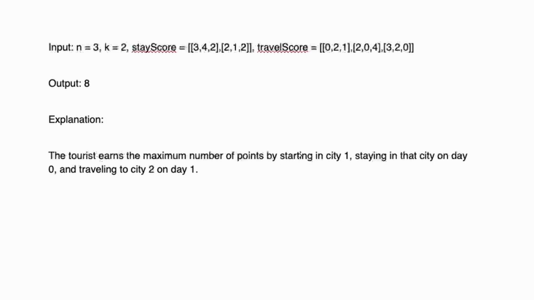So what we would get is we'd stay in city 1 here and get this 4, and then on day 2, we would travel to city 2. So we are currently in city 1, right? But we could travel to city 2. So we get this 4 here and this 4 here, which equals our 8. So let's look a bit closer at this example and see how we can solve it.